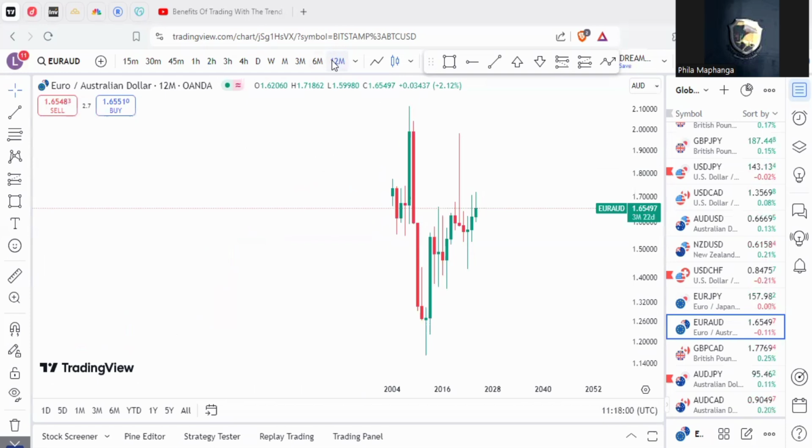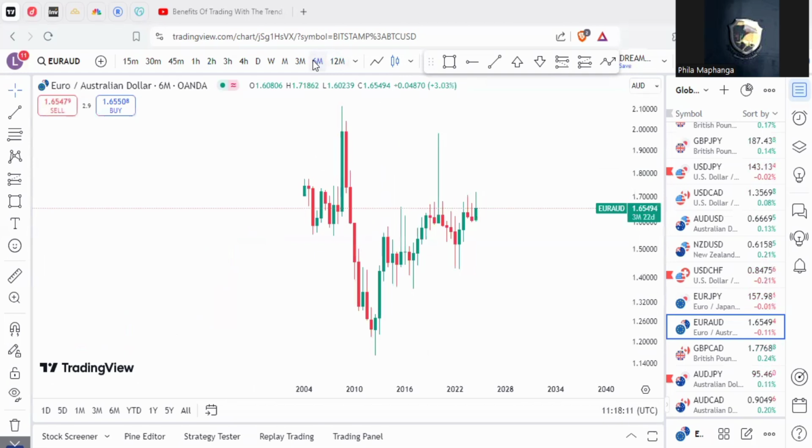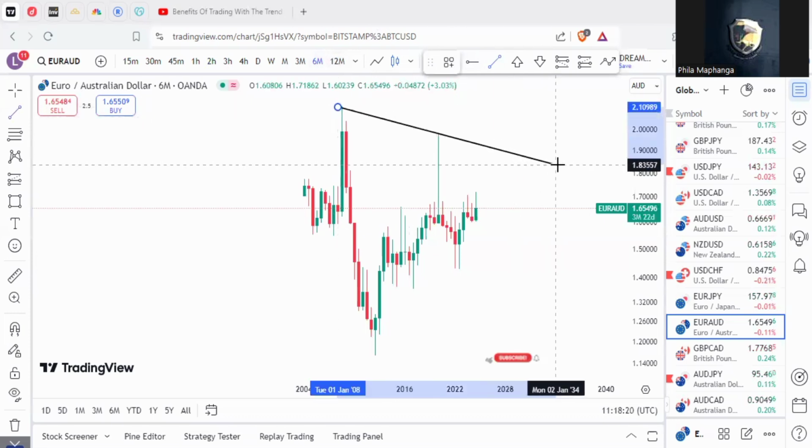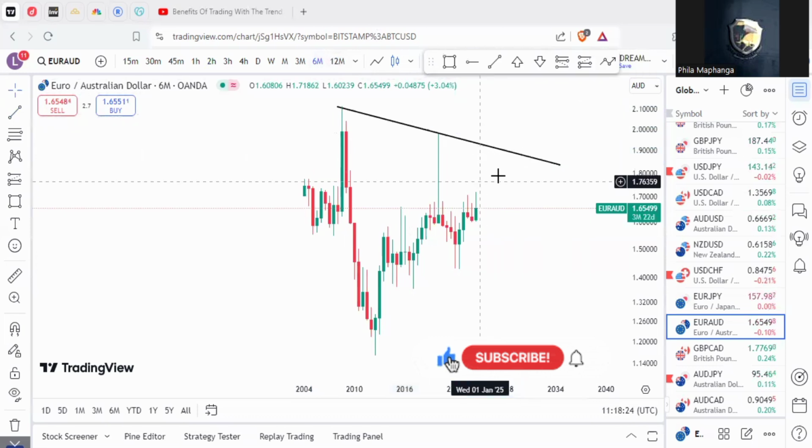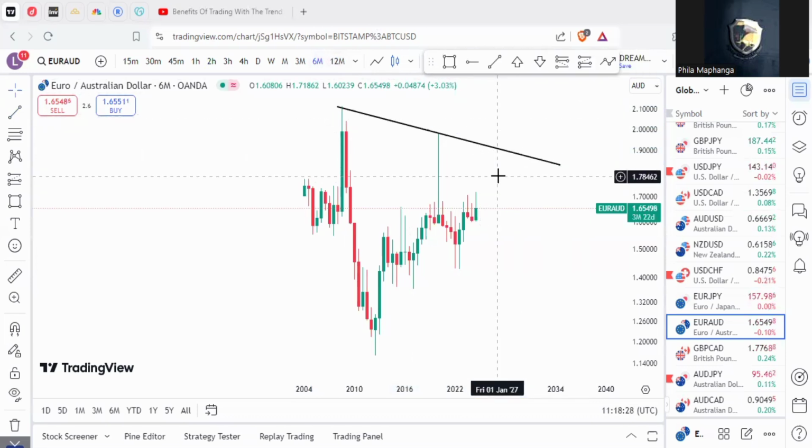Even if we can check now, I can see that the market is pushing up on 12 months. So if the market is pushing up on 12 months, then we move to 6 months. Remember, you must get the same thing from all the time frames. So what can you do now? You can just add a trend line like this, and then you lock the trend line. The reason why I added this trend line is because we are going to use it in the future.